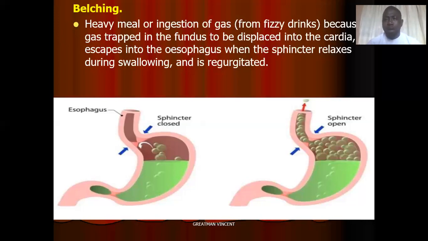So let's sum up everything. We talked about the swallowing process today. We talked about the three phases: the oral phase, the pharyngeal phase, and the esophageal phase, and we also talked about some abnormalities related to swallowing. Number one, acid reflux. Number two, achalasia. Number three, belching.